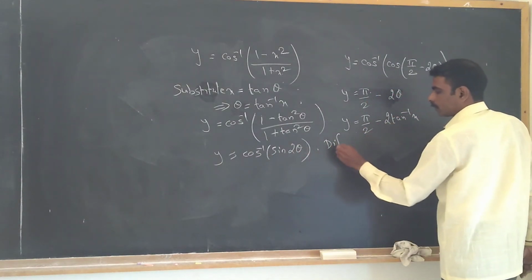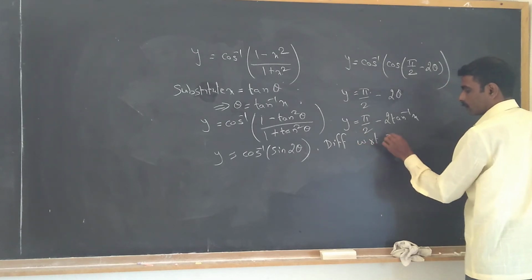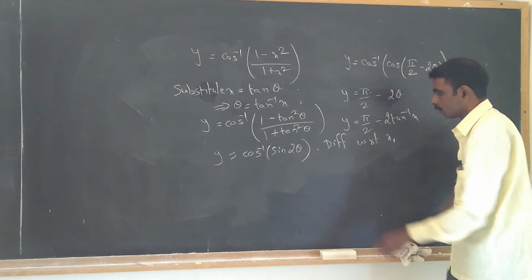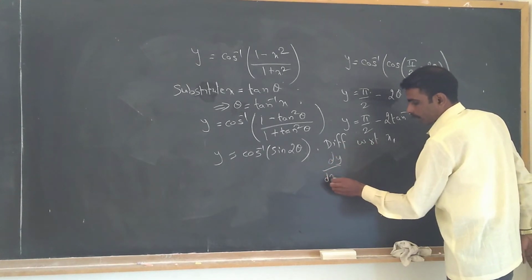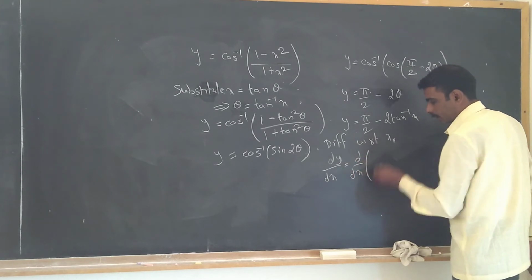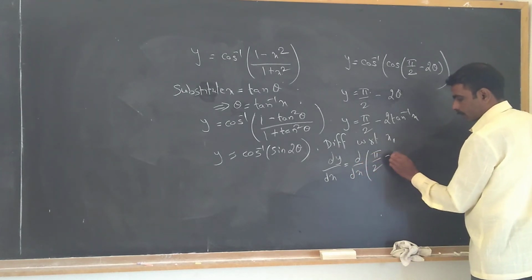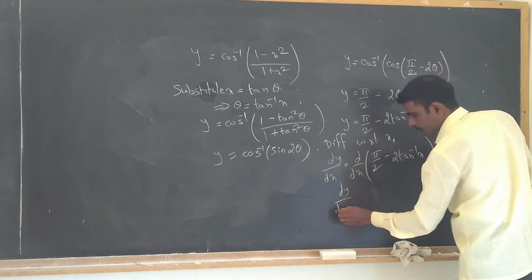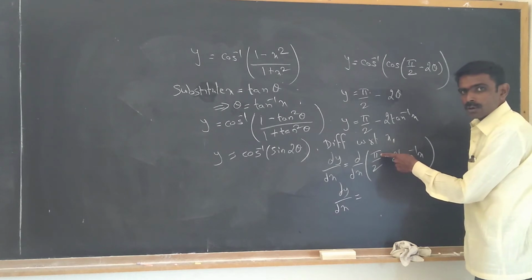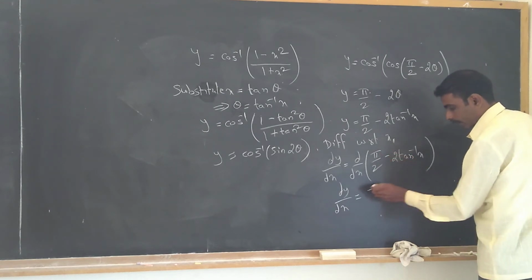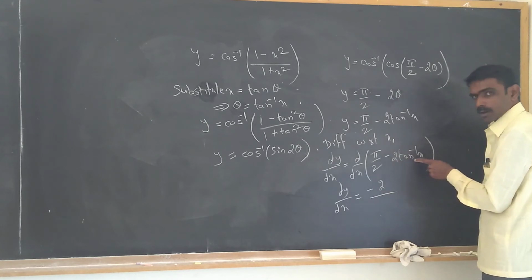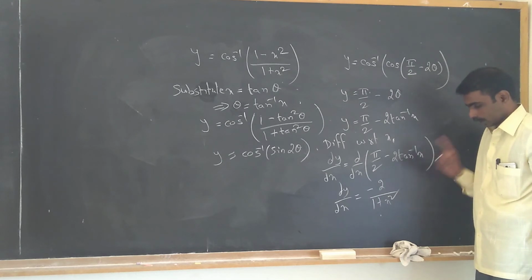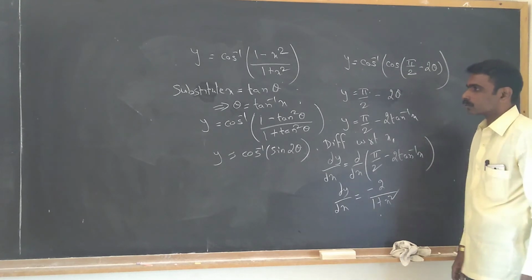Now here differentiate with respect to x. What are you going to do? You are going to differentiate it with respect to x. You get dy by dx equal to d by dx of pi by 2 minus 2 into tan inverse of x. So dy by dx is equal to derivative of pi by 2, which is 0, minus 2 into the derivative of tan inverse of x, which is 1 divided by 1 plus x square. So this is how you are going to solve this problem.